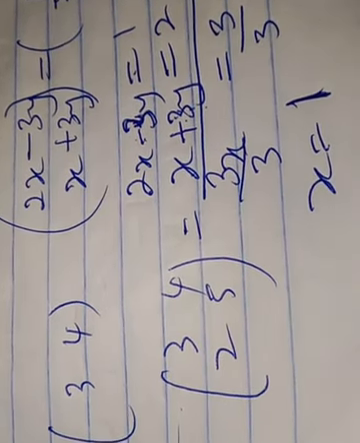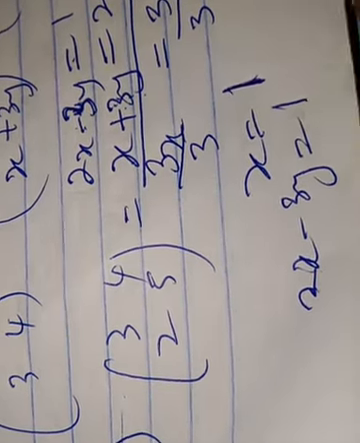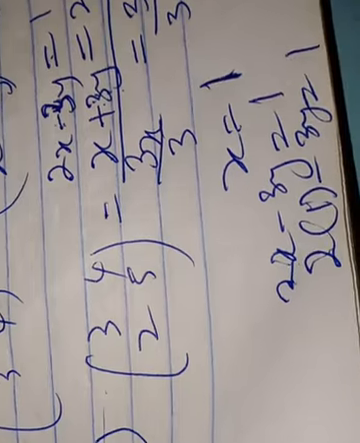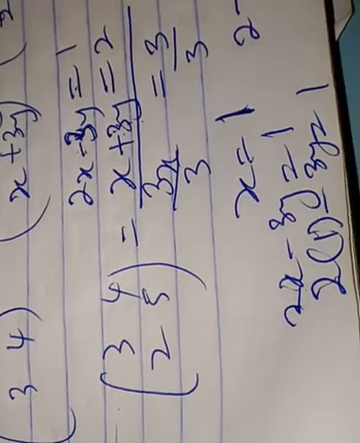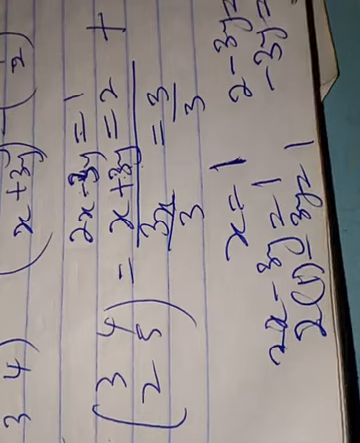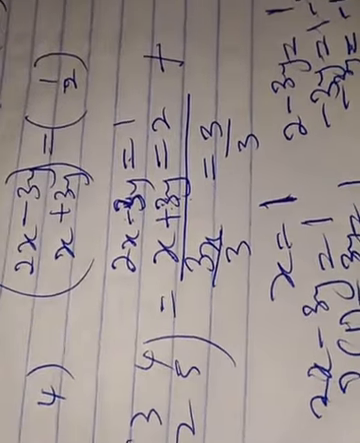So if we have x is 1, how can we get y? You know that 2x minus 3y equal to 1. So 2 into 1 minus 3y equal to 1. That gives 2 minus 3y equal to 1. Minus 3y equal to 1 minus 2, which is minus 1 equal to minus 3y. So we have that y is equal to 1 over 3. So we see here we got y to be 1 over 3 and we got x to be 1.